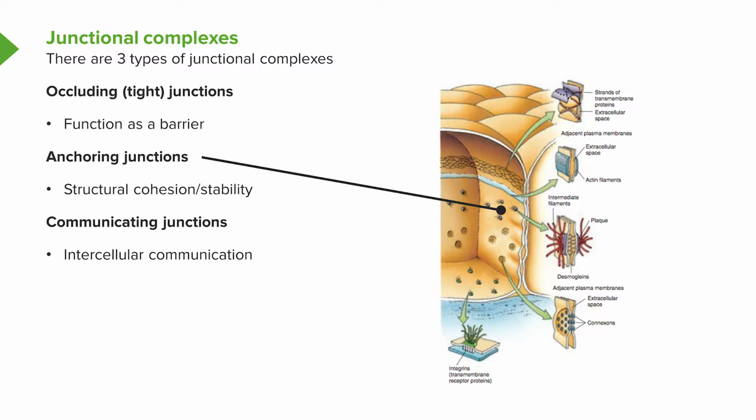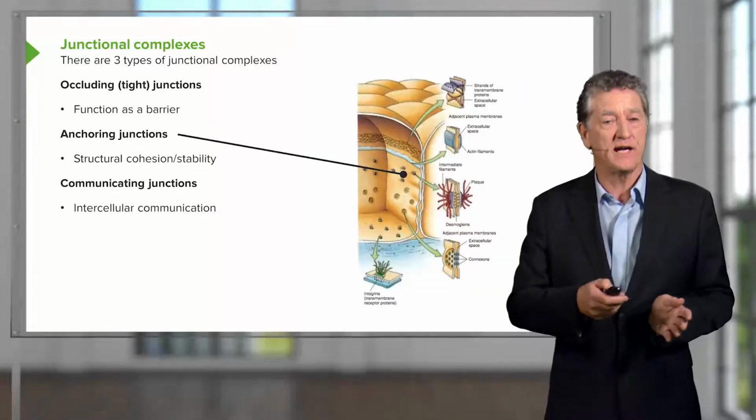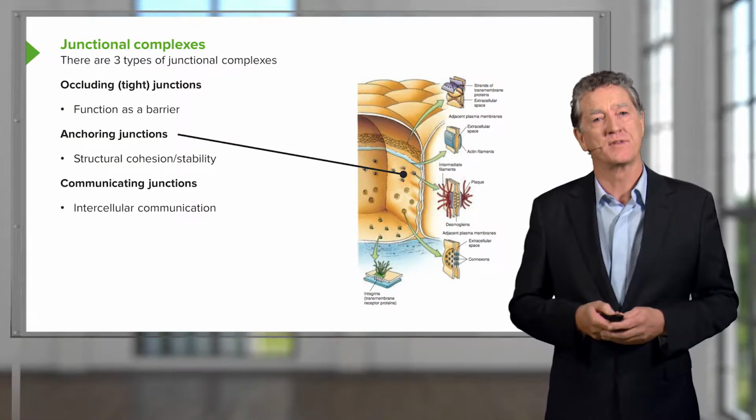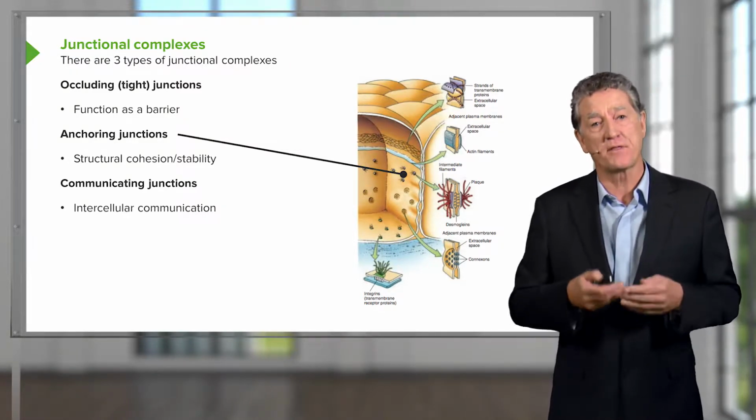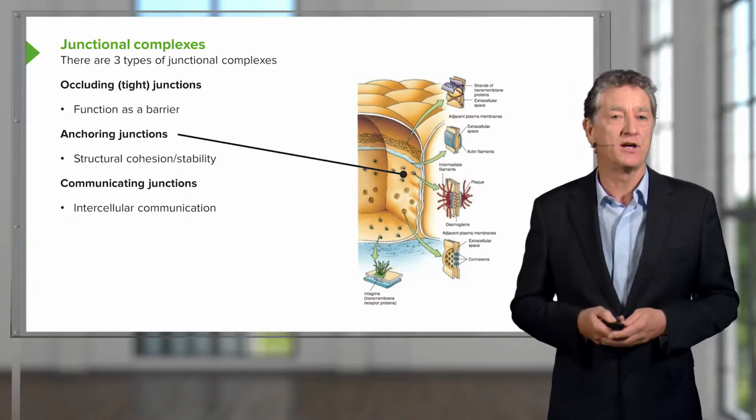The other type of anchoring junction is the desmosome, or macula adherens. These are little spot junctional complexes, spot welds if you like, and they attach to the intermediate filaments of the cytoskeleton of one cell and also to another cell. So these anchoring junctions link the cells together so that the epithelium acts as a cohesive unit.